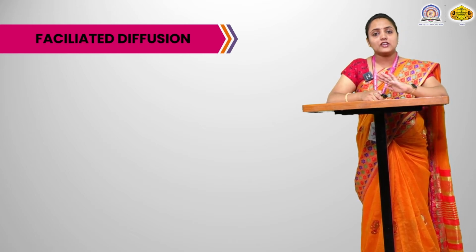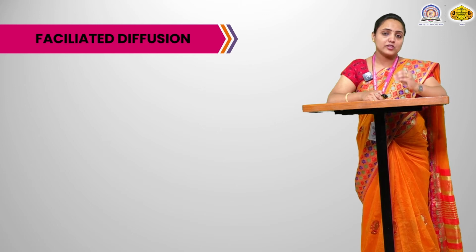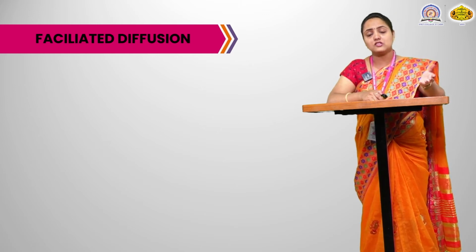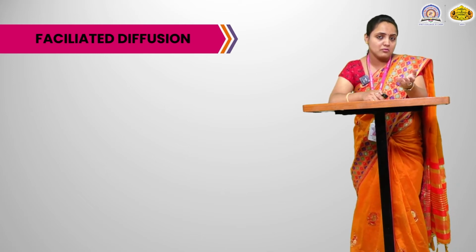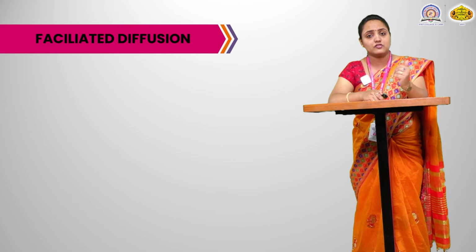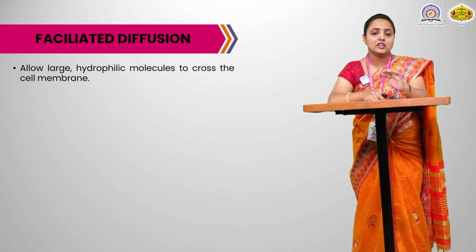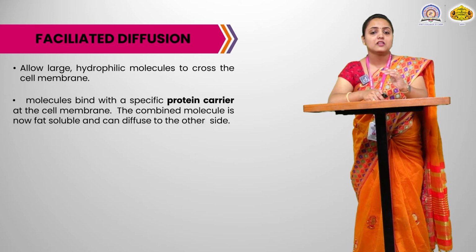Now the next one is the facilitated type of diffusion. Facilitated means you require some protein to facilitate the diffusion mechanism. To transport some molecules, we require a carrier or some molecules which can facilitate and speed up the diffusion. Okay. Now they only allow the large hydrophilic molecules to cross the cell membrane.